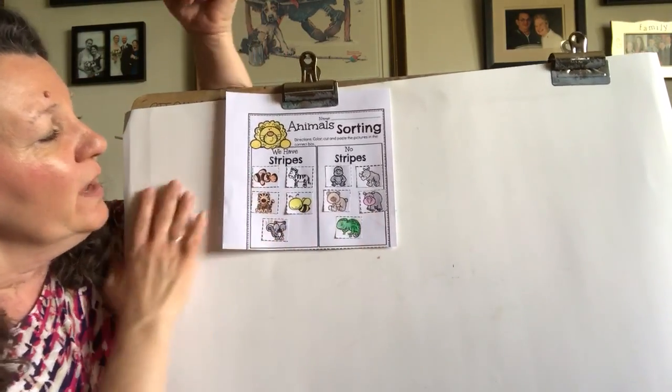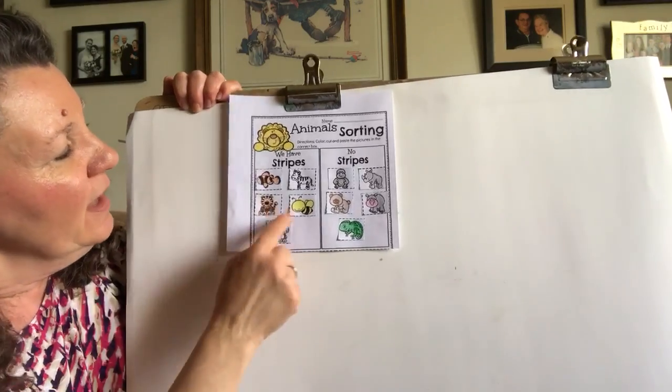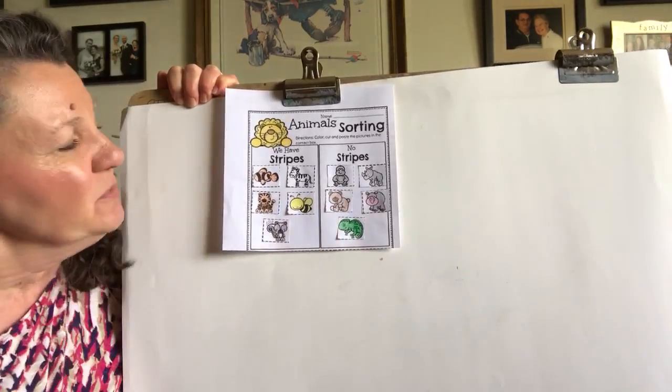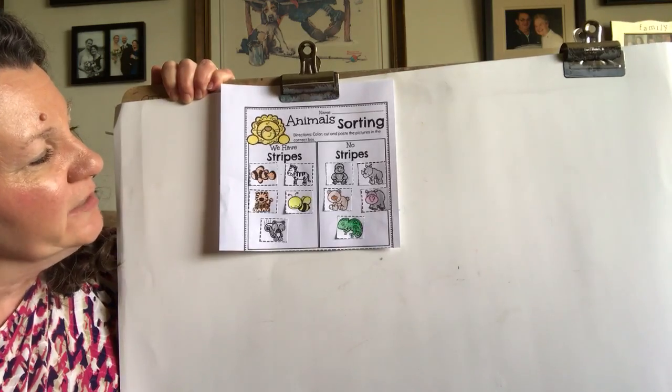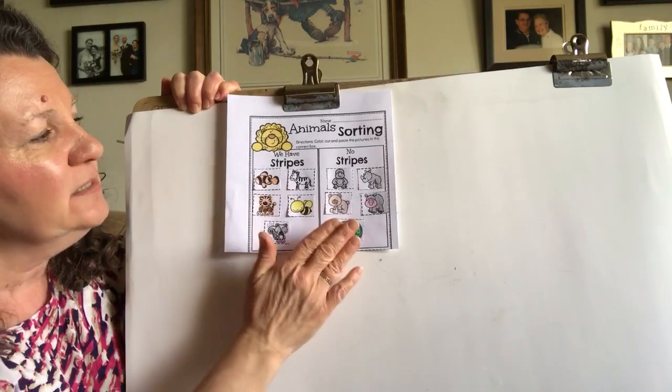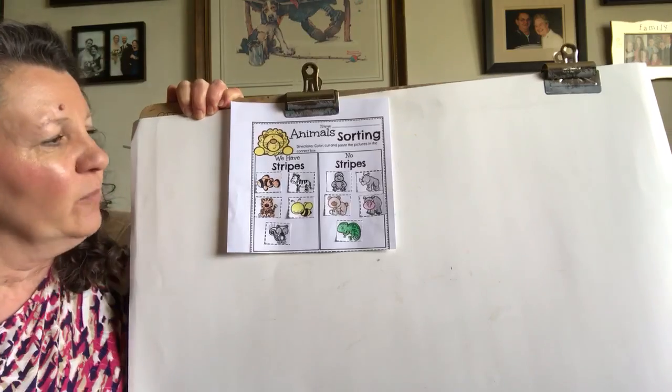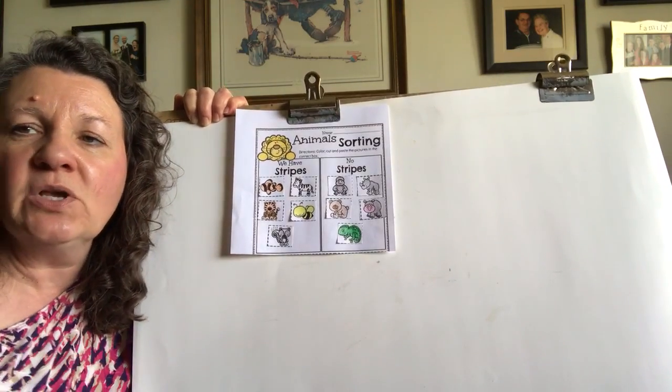That's fine. Okay, so we have animals with stripes and animals with no stripes. Okay, so there's lots of different kinds of animals. Some animals have stripes and some animals do not. All right, we're going to do some more work with our zoo animals tomorrow.